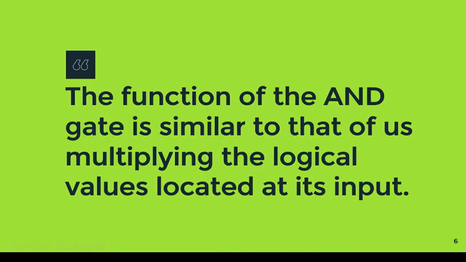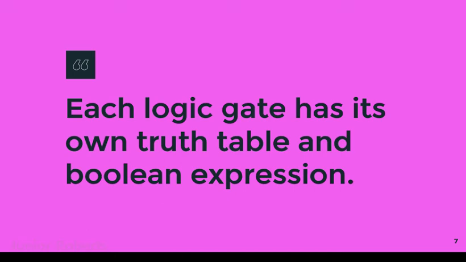Now, in terms of the function of the AND gate, it is similar to us multiplying the logical values located at its input. So whatever values we have at the input of the AND gate, if we multiply those values, we will get the logical output. This will become clearer when we take a look at the truth table for the AND gate. As we've said before, each logic gate has its own truth table and Boolean expression, and we're going to look first at the truth table.